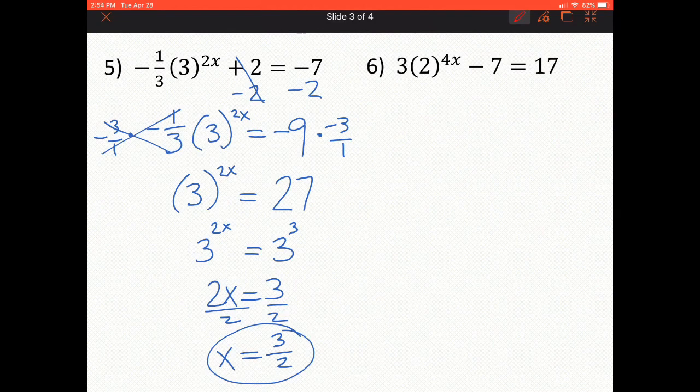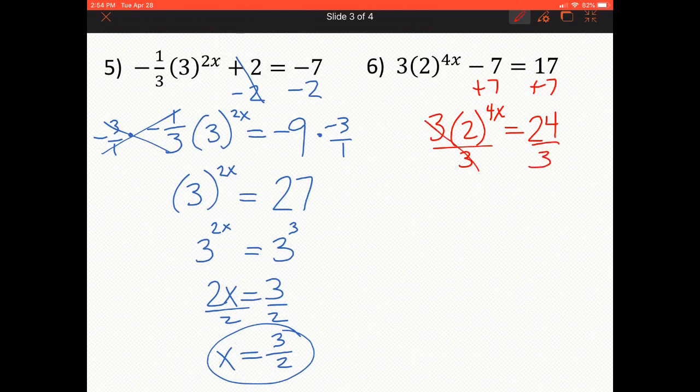All right, for example 6, last example, same thing. I see some numbers outside of my base to the power. So I'm going to add 7 on both sides. So 3 times 2 to the 4x power equals 24. I'm going to get rid of that 3 in front, divide by 3. So 2 to the 4x power equals 8.